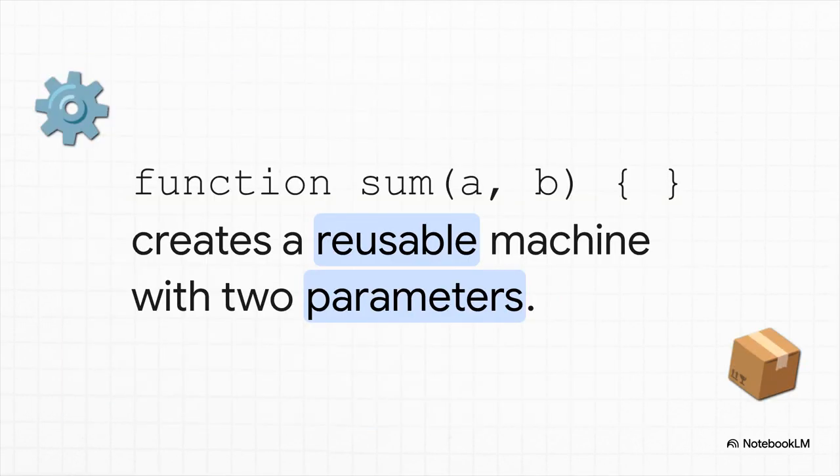Let's actually look at how we write this out in JavaScript. We start with the keyword function, followed by the name we want to give it. In this case, sum. Then we have parentheses holding a and b. Now these are our parameters. Think of them as empty slots just waiting for data. We're essentially telling the computer, hey, I'm building a machine called sum, and it requires two pieces of information to work, which I'll temporarily call a and b. And those curly braces that follow? Those are the walls of our factory. All the processing logic is going to happen right inside them.